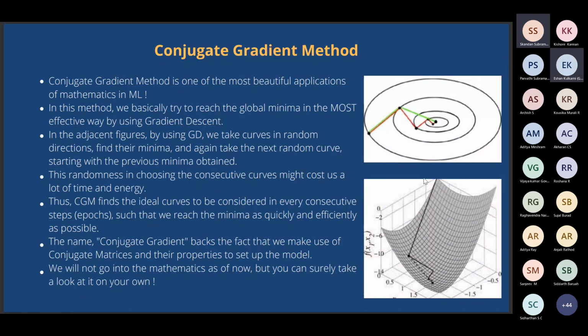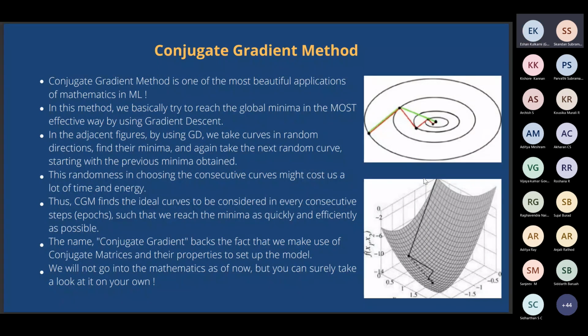Okay. So the next method that we are going to study is called the conjugate gradient method. This is another method that makes use of gradients. Also, there are some methods that don't make use of gradients, yet they reach the optimal solution. We are also going to study some of these methods, which are called gradient-free methods. But as of now, let's have a look at what the conjugate gradient method is.